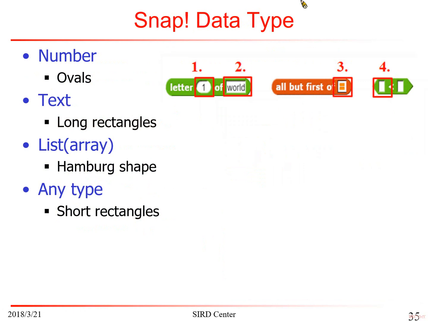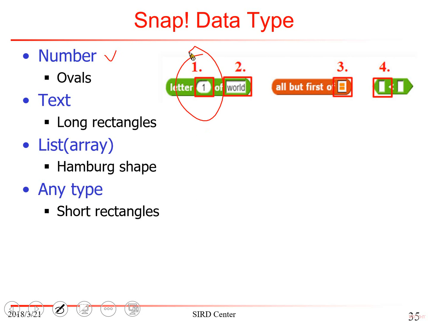And the second thing is the data type. The data type is very clear. So, for example, we have numbers. Although it could be an integer, it could be a real number. In Snap, they just use the oval to represent any kind of number. It could be real or it could be just an integer.